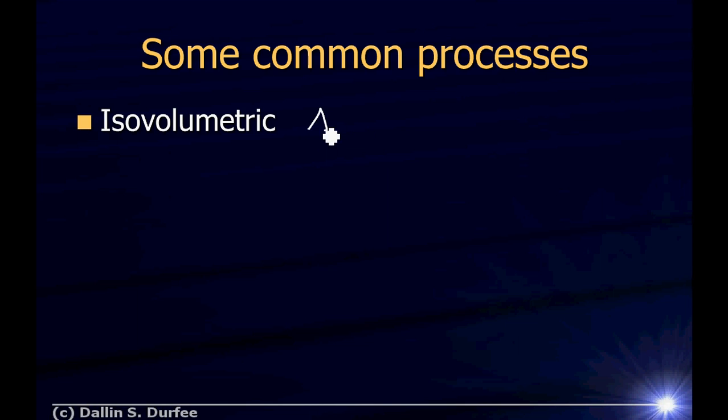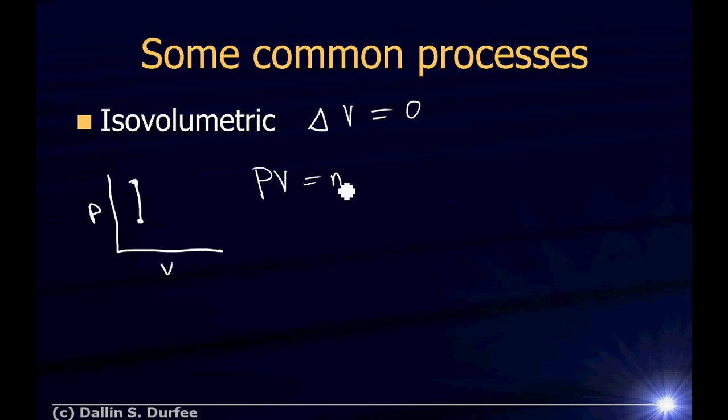Isovolumetric means the change in volume is 0. The volume doesn't change. So what would that look like on a PV diagram? The volume doesn't change. Let's say I change the pressure. I go from here to here, but the volume doesn't change. So PV is equal to nRT. If the volume doesn't change, that means the pressure is just proportional to the temperature.